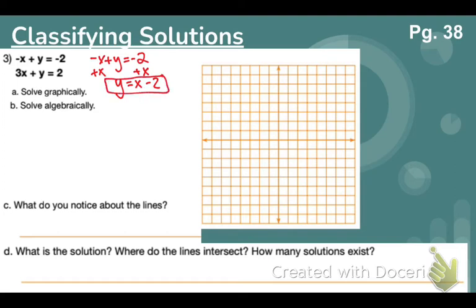So where do I start on the graph? -2. Yeah, exactly. -2 is our y-intercept. How do I move from here? Up 1, right 1, yeah.